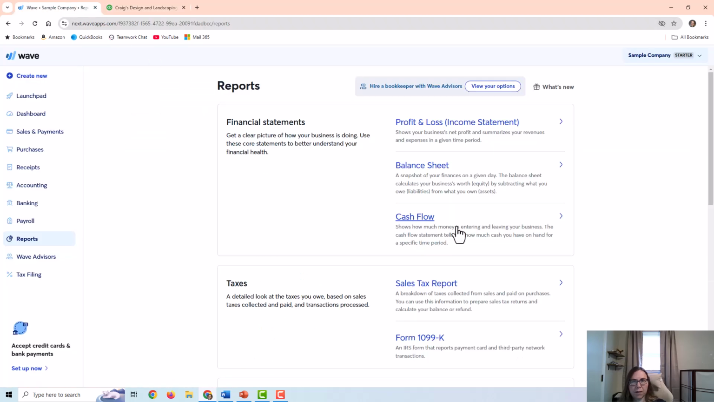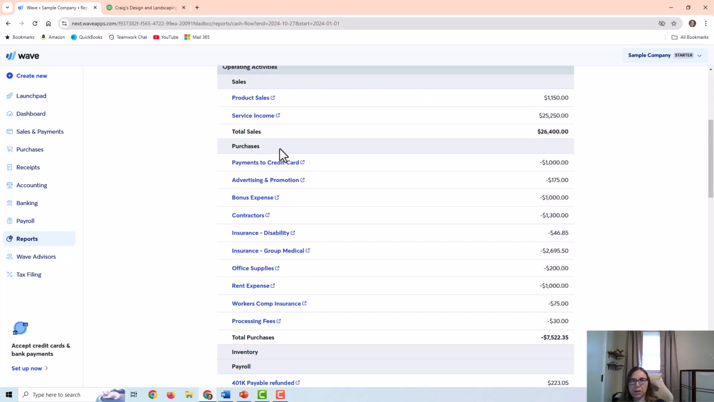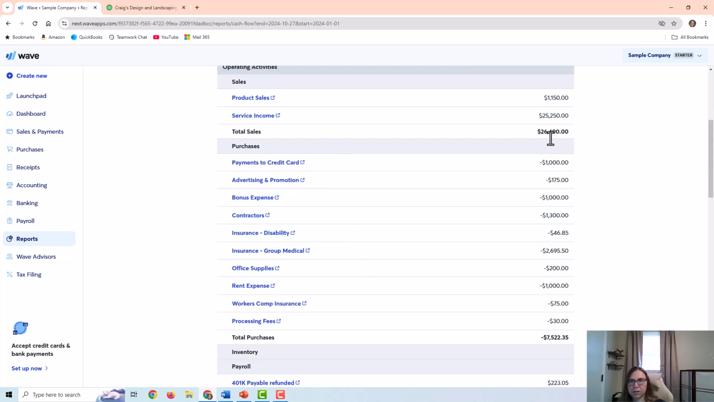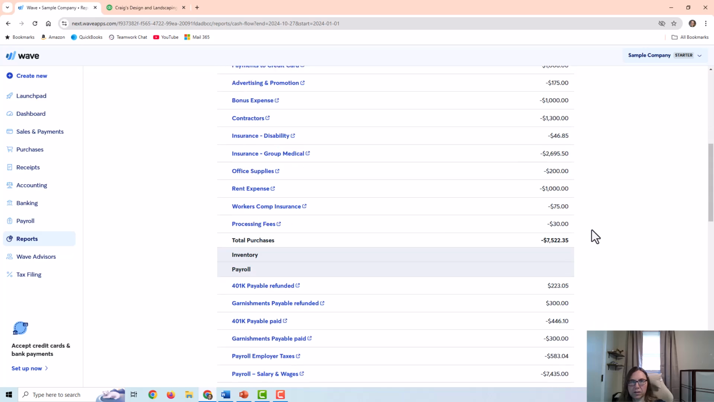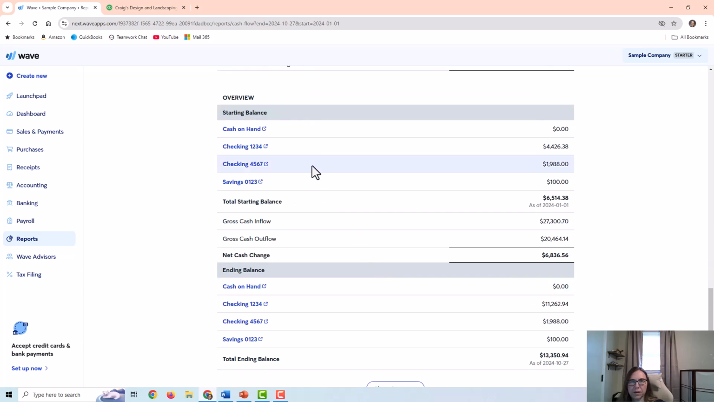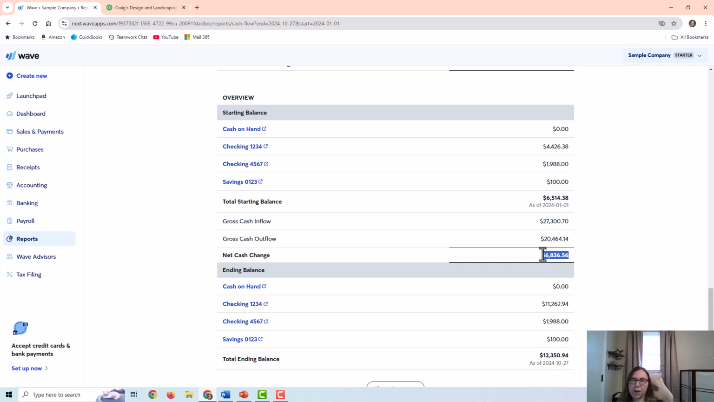And then in Wave, it's right here, it just says cash flow. And you can see that they take a little bit different approach. This looks like it's more of a direct approach where they're just looking at cash transactions. And then here's investing activities and financing activities. And then down here is the overview, and it shows you the net cash change here, which hopefully is going to be a positive net cash change. The cash inflow you want to be higher than the cash outflow.